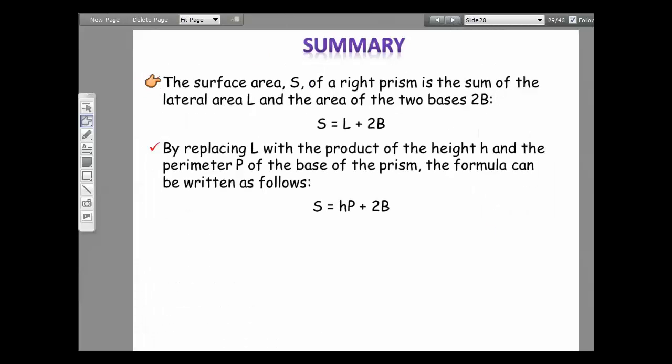Okay, what we talked about in this lesson is the surface area S of a right prism is the sum of the lateral area L and the area of the two bases. That's the old formula we were using. And what we're doing now is replacing that L with the height and the perimeter of the base of the prism. And it's kind of like we just took a shortcut. We found an easier way to work out this problem.